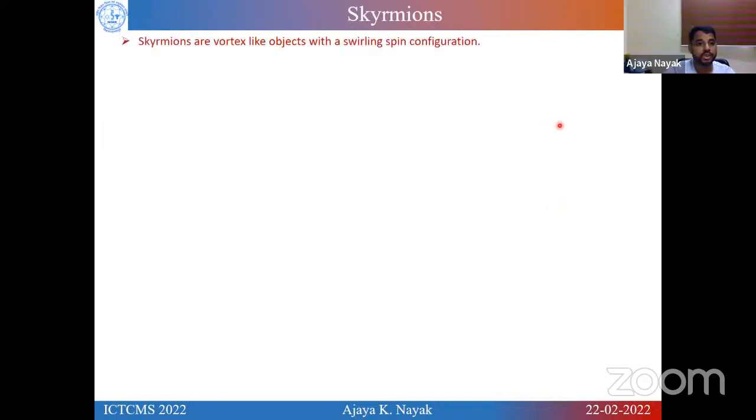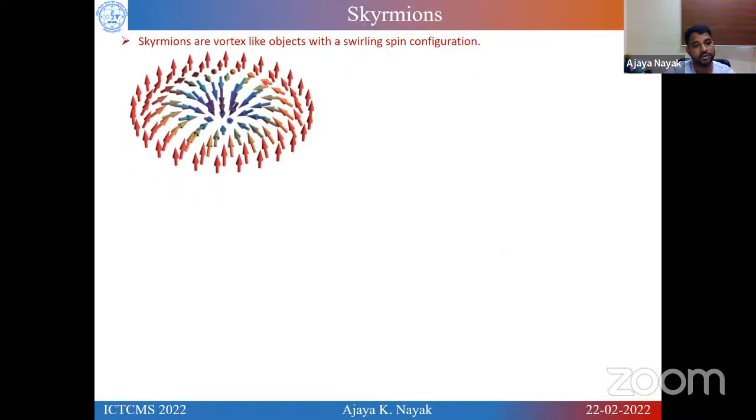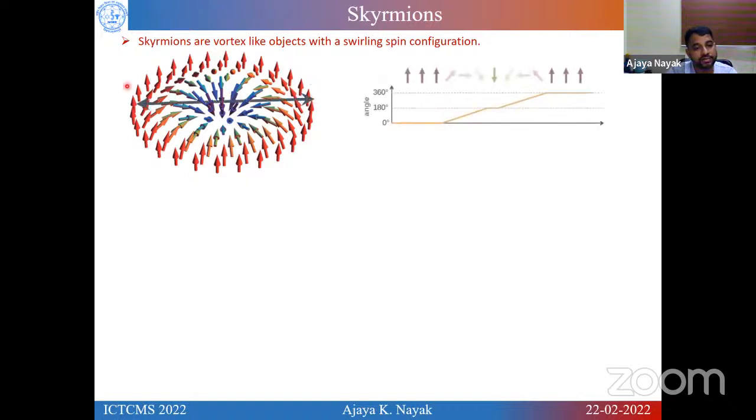Okay, so what are skyrmions actually? Skyrmions are vortex-like objects with a swirling spin configuration. Here I have given a schematic picture of the skyrmions. You can see a bunch of spins coming together and behaving collectively. The spins are not randomly arranged, but have a very nice arrangement. If you look closely at the center, the spins point down and slowly change direction to point up at the periphery. If you take a cross-sectional view of this skyrmion, it looks like a 360-degree domain wall with Neel-type rotation.